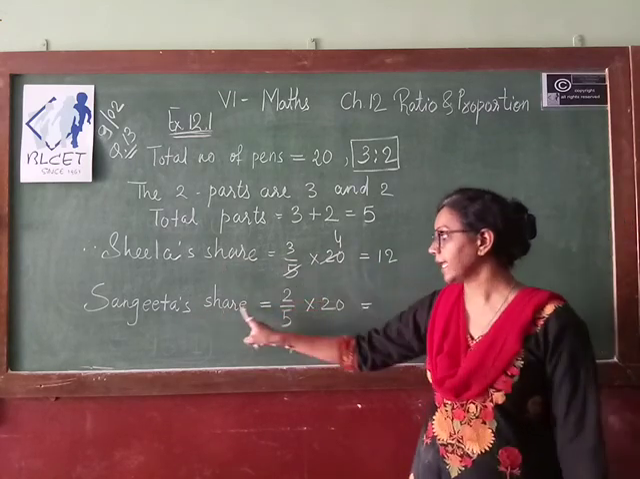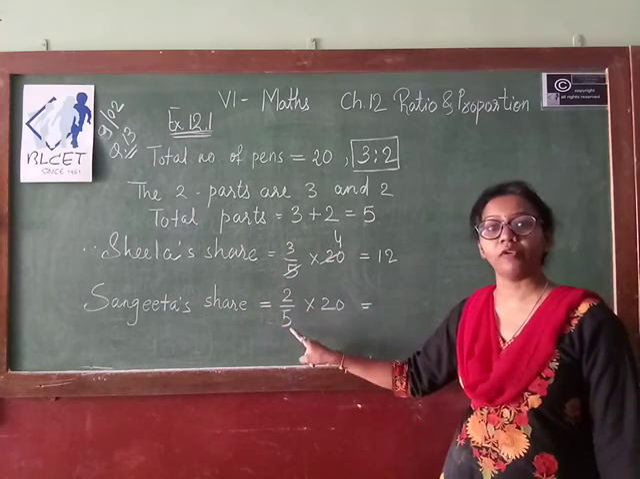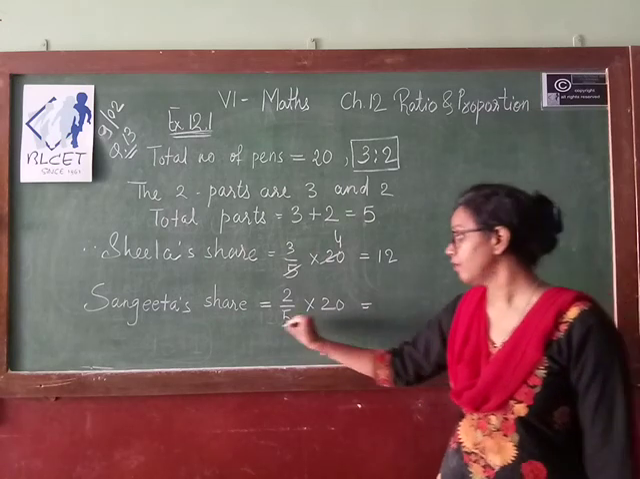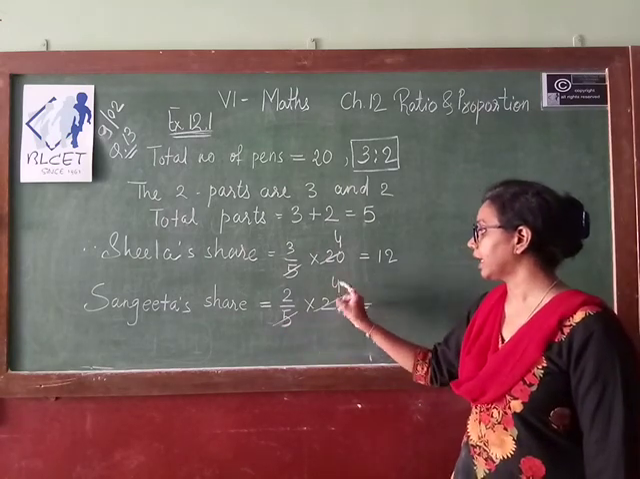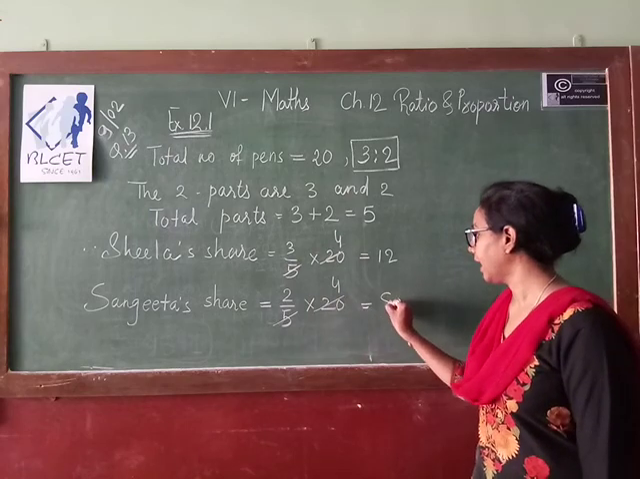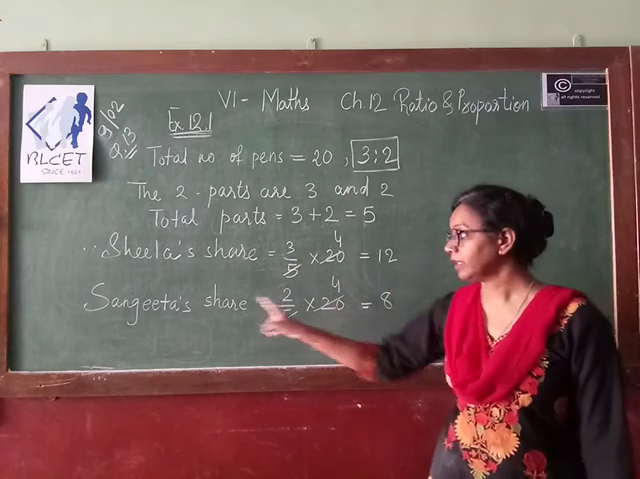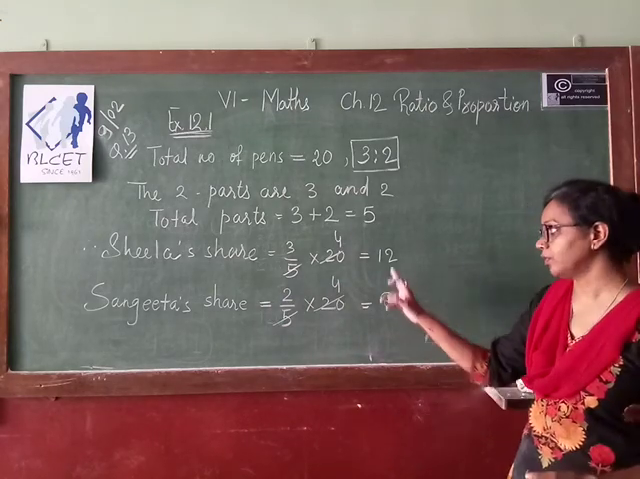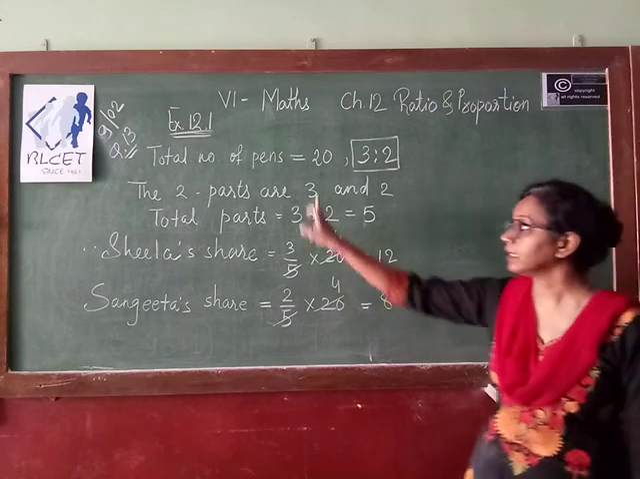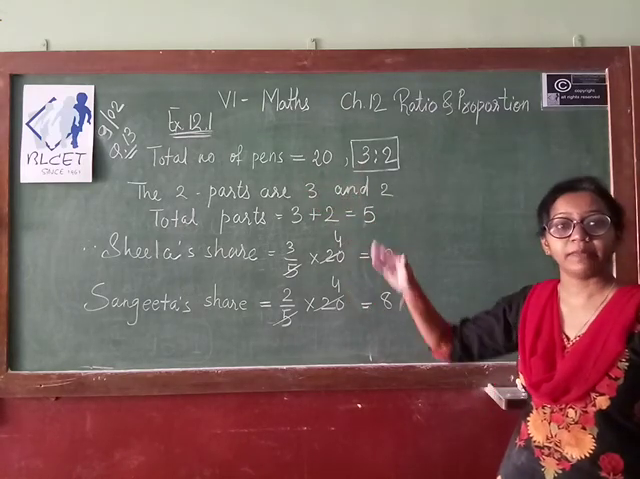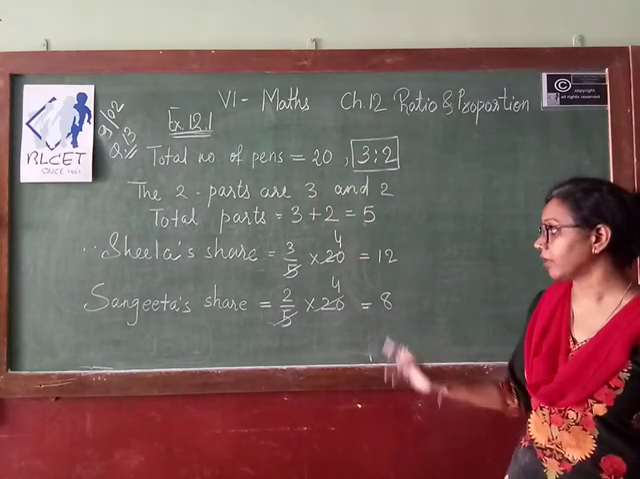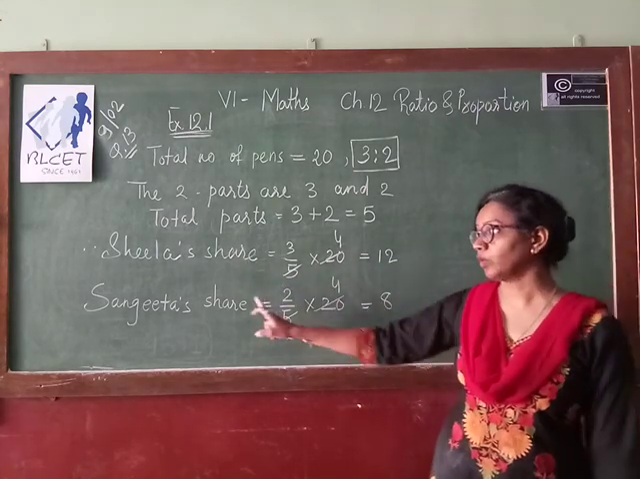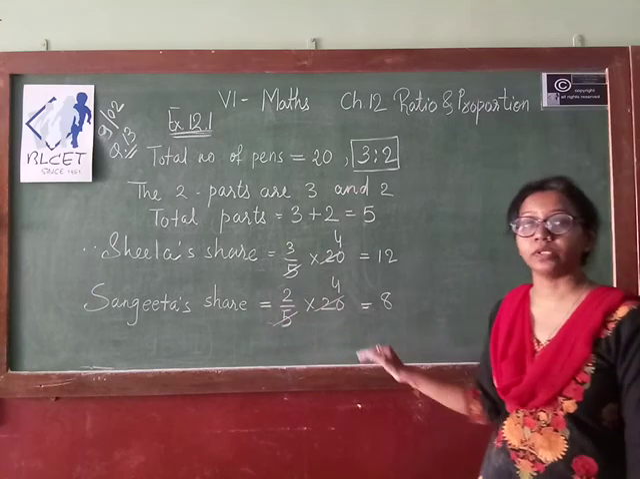Now Sangeeta's share is equal to what? 2 parts out of 5. That is 2 by 5 of what? Of 20 pens. So again 5 fours are 20 and 4 twos are 8. So 8 pens will be with Sangeeta. Now if you want to check whether your answer is correct or not, what do you have to do? 12 plus 8, what are you getting? 20. So 20 pens we are dividing in such a way that 3 parts of 20 will go to Sheila and 2 parts of 20 will go to Sangeeta. So this way we can do the calculation.